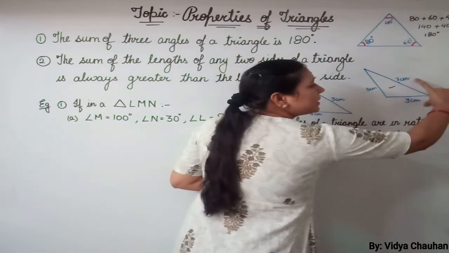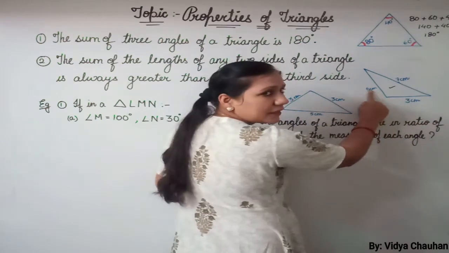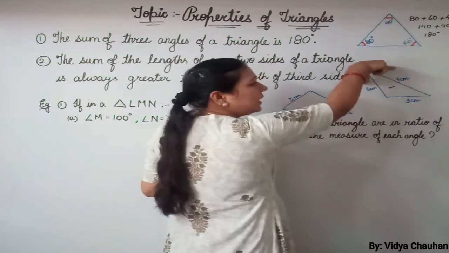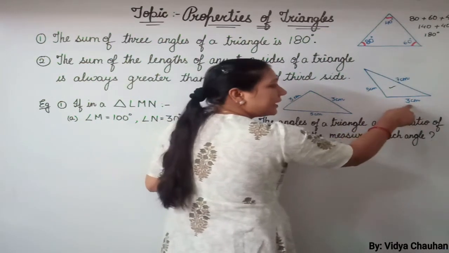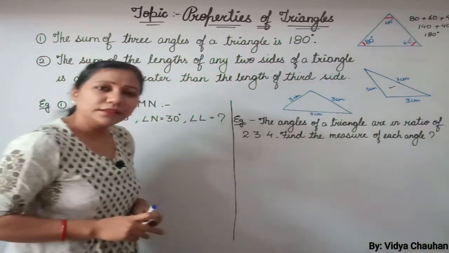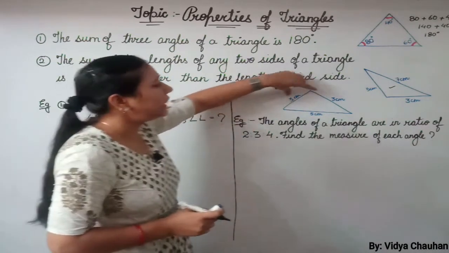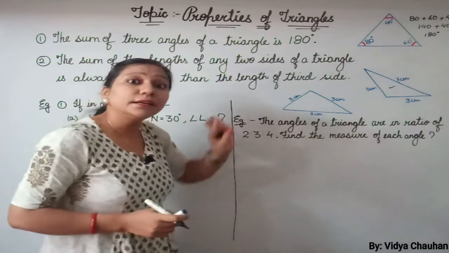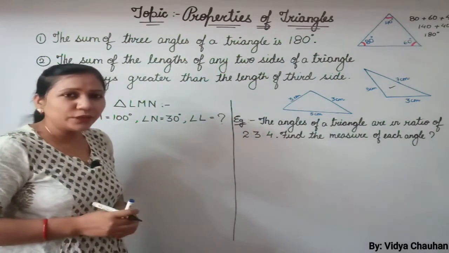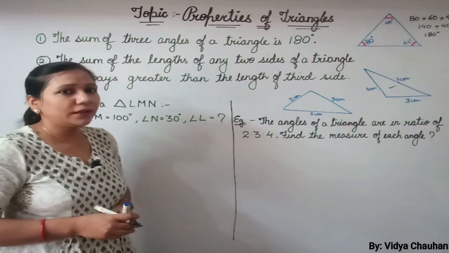Now if I add these two sides, 7 plus 3, the answer is 10. Yes, it is greater than the third side. Similarly, if I add 5 plus 7, 5 plus 7 is 12, and yes, 12 is greater than the third side. So this is our property, that the sum of any two sides of a triangle is always greater than its third side. Clear, students? So this is all about the properties of a triangle.